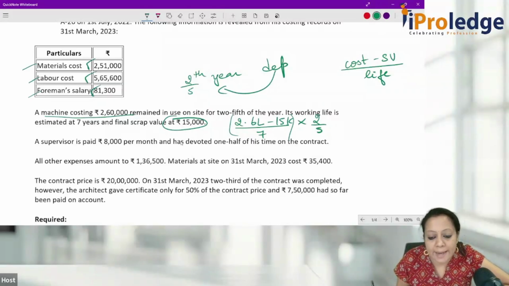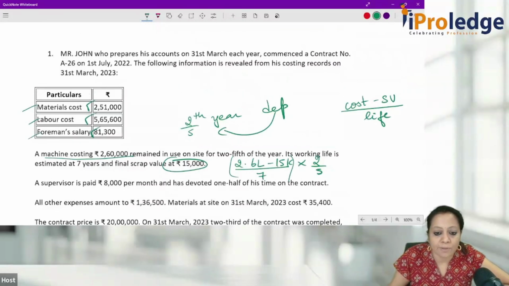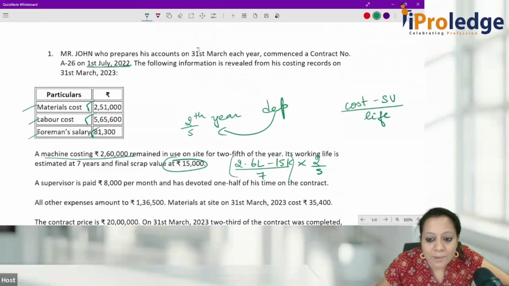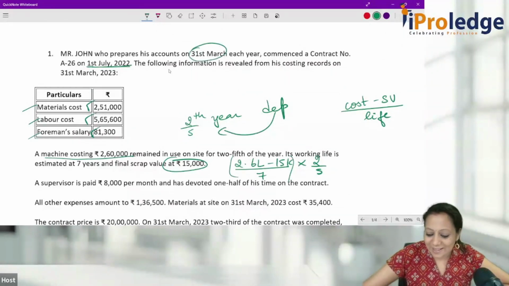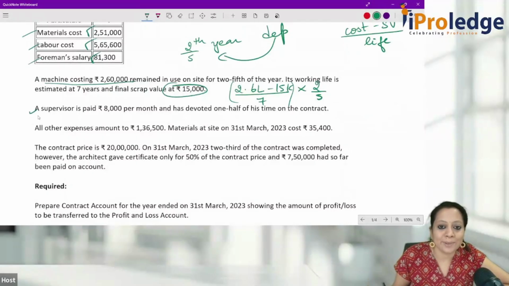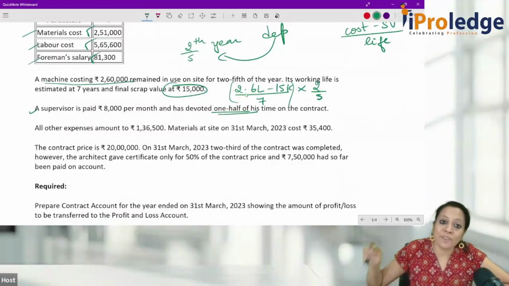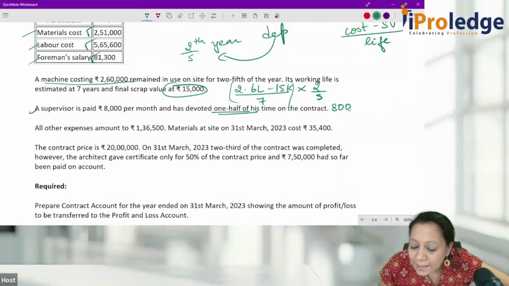A supervisor is paid 8,000 per month and has devoted half of his time to the contract. Now, it is very important that all of you see this. We are starting it on 1st July, but accounts are prepared on 31st March. Many students do this almost correctly, not fully correct. Why? Because they say 8,000 per month, only half of the time he has put into this contract, so they will do 8,000 into 1 by 2. Per month.